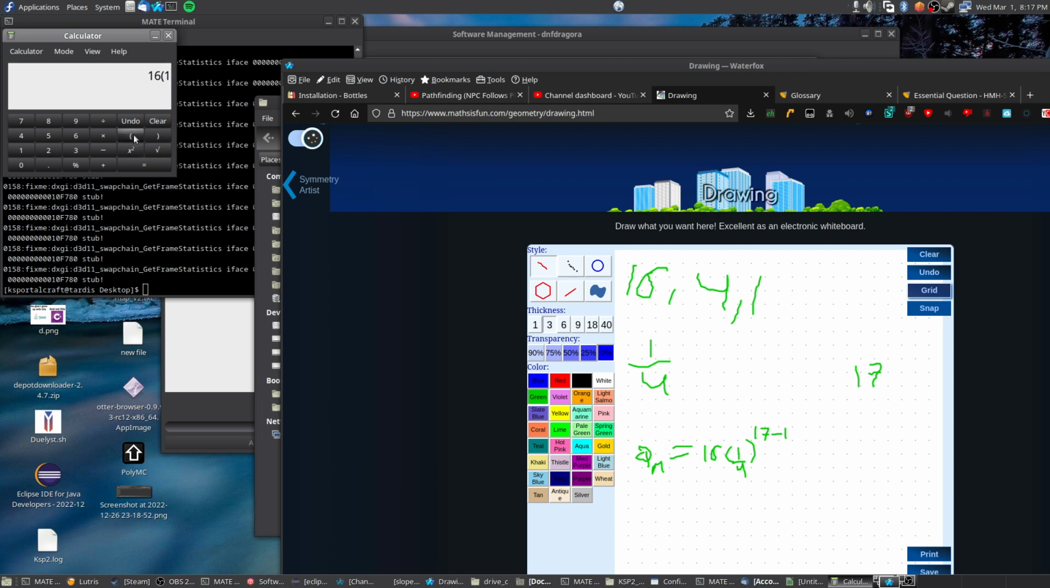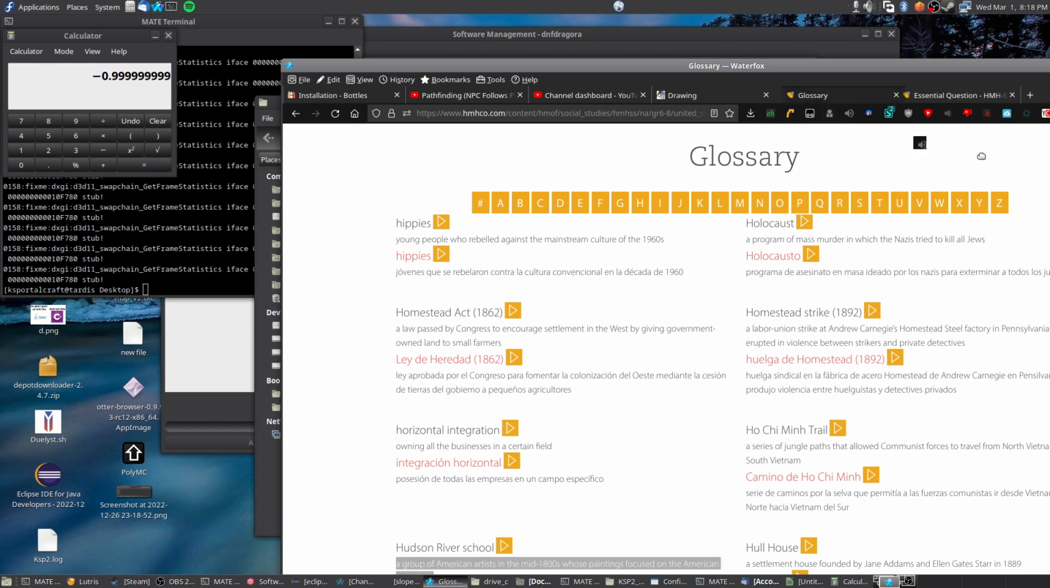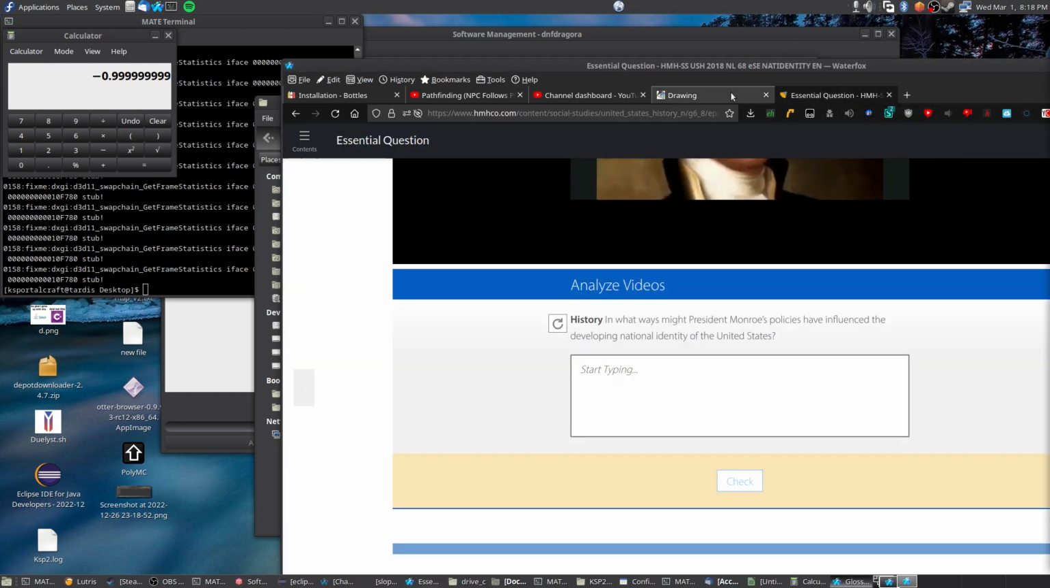Oh, crap. This is going to be a bit of a predicament. Let's just do 1/4 divided by 4. I think that'd be the same. And we're going to times it by 17 minus 1. Okay, let's actually double check with Math Away.